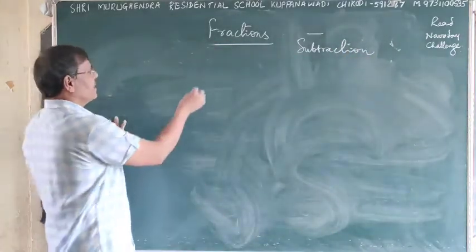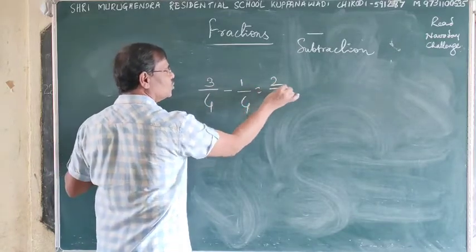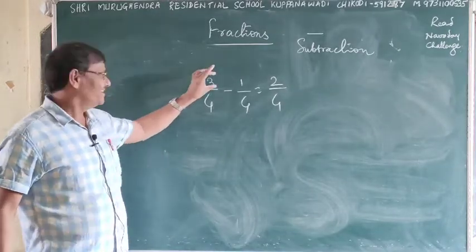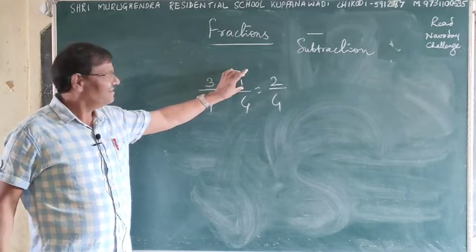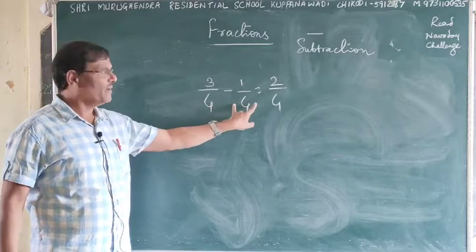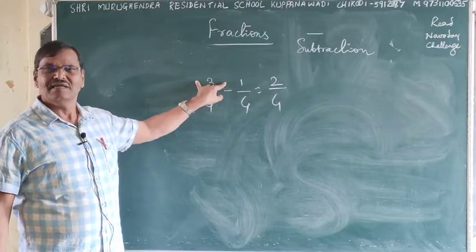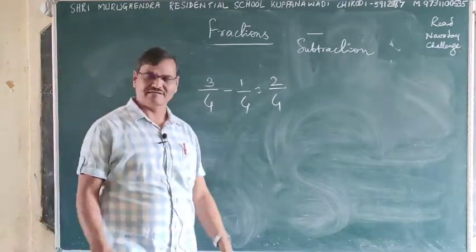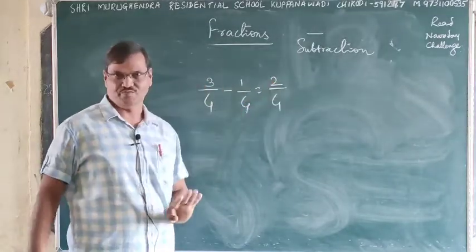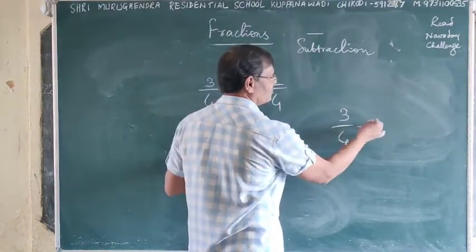Fractions. See, 3 by 4 minus 1 by 4 is equal to 2 by 4, isn't it? From 3, you are cutting 1 and you will gain 2. If equal parts are there, then you have to reduce as it is. As you subtract, likewise subtract. 3 minus 1 is 2. Okay. If it is so, then what do you do?